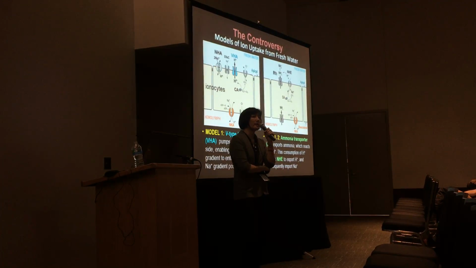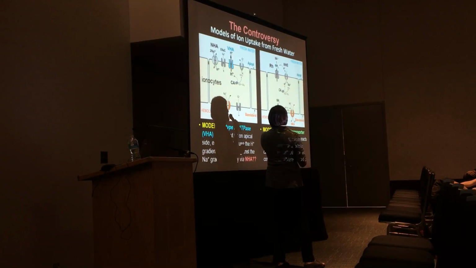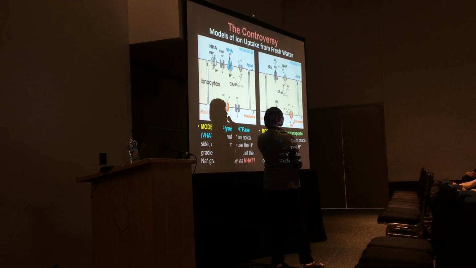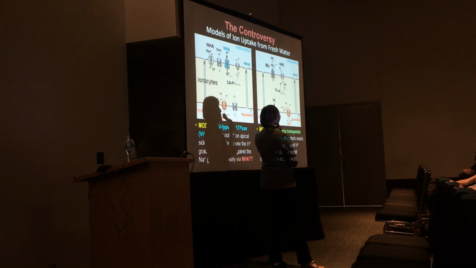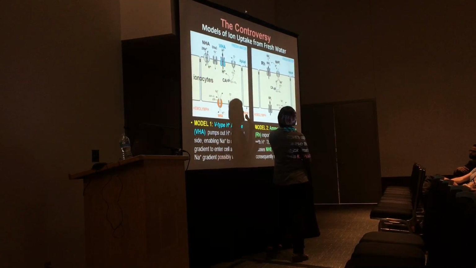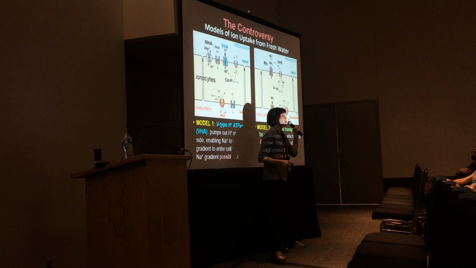In contrast to that, in an alternative model, an ammonia transporter would transport out ammonia, and ammonia would then react with protons, creating ammonium ion, and this consumption of protons would then cause the sodium hydrogen exchanger to transport out protons in exchange for sodium.